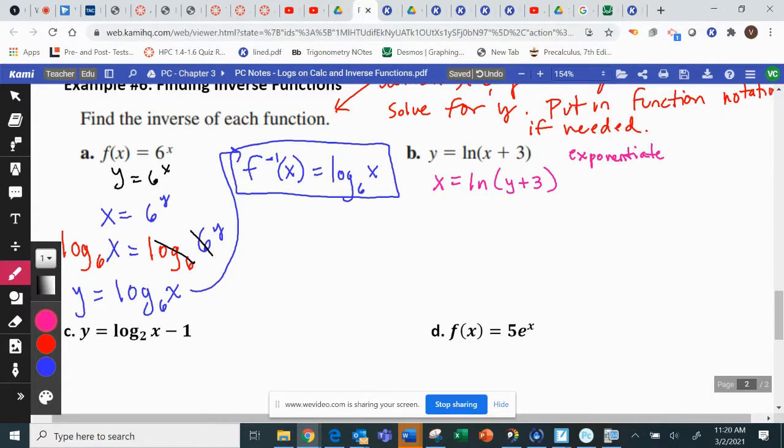So what is going to be my base for both sides? What will cancel out natural log? E. That is correct. So I'm going to do e to the x and e to the ln y plus 3. So I have e to the x equals y plus 3. And then to get y by itself, e to the x minus 3.